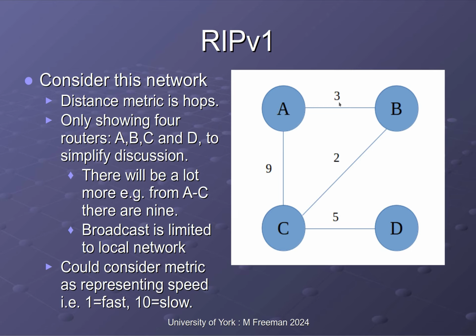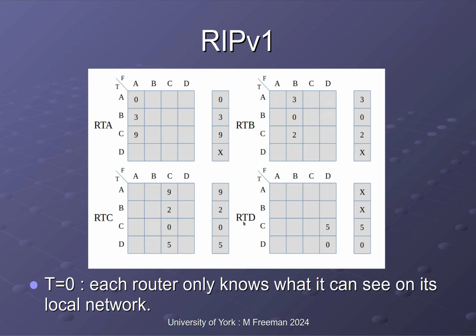Obviously, B is connected to A and C, so you can see there with a distance of 3 and 2. And we have D is only connected to C with a distance of 5. So at the beginning, that's all these routers know about, so they can update their distance vector tables with these values. And that's what we're seeing here.